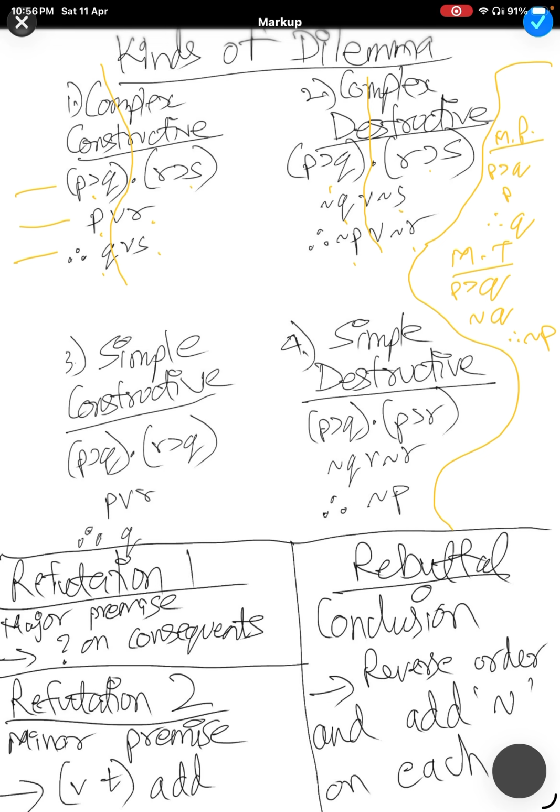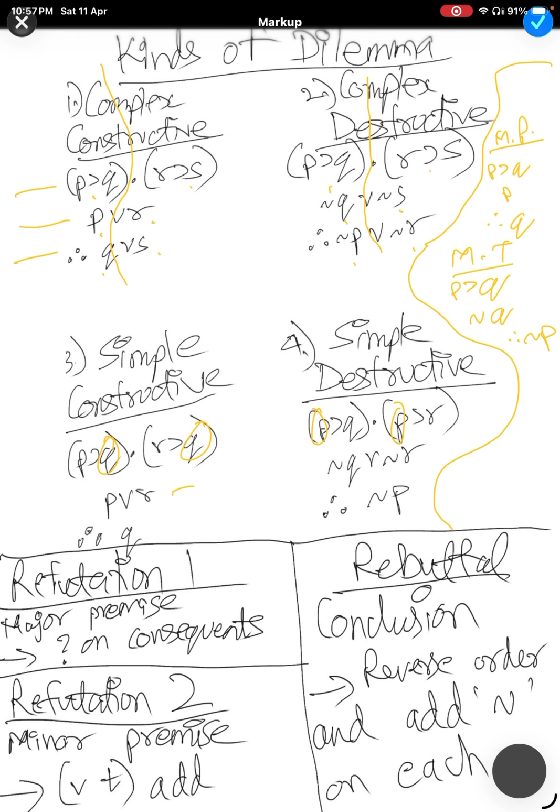Now, coming to simple constructive and simple destructive. Simple constructive means the consequent is the same. So the minor premise will be P or R, which is affirming both the antecedents. Remember, the minor premise does not change. So if the minor premise has to remain the same, then the same proposition will be the consequent. So the minor premise is P or R, and the conclusion will be the consequent that was the same, Q.